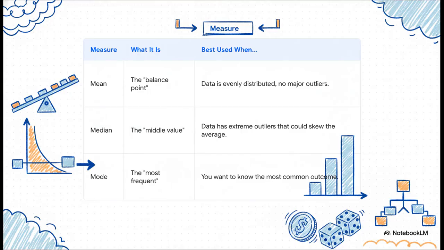So which one should you use? Well, that's the million-dollar question. The mean is fantastic when your data is pretty evenly spread out. But let's say a billionaire walks into a coffee shop. The mean income of everyone in that shop would suddenly be millions of dollars, right? That's misleading.